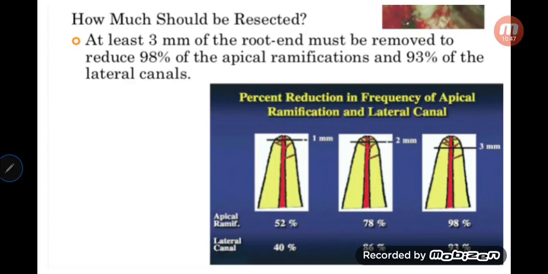Apical ramifications and lateral ramifications: at 3 millimeters, 98% of apical and 93% of lateral ramifications are removed.